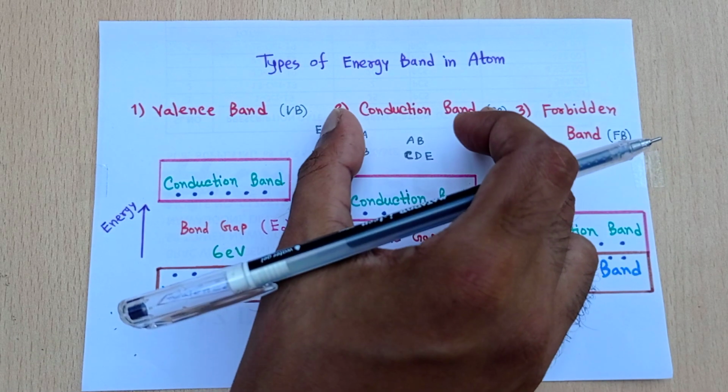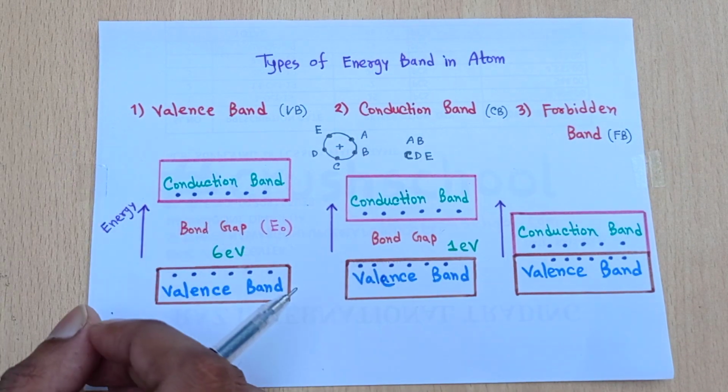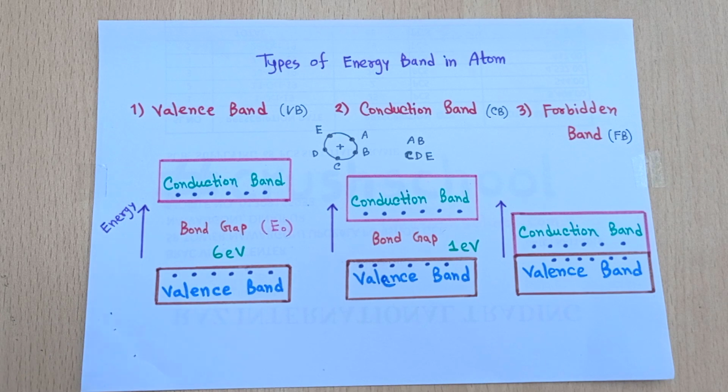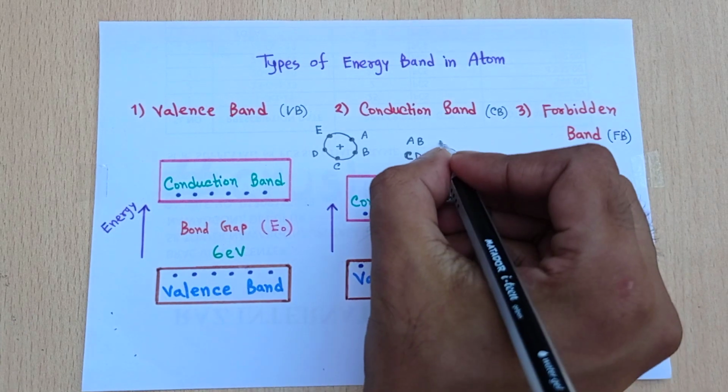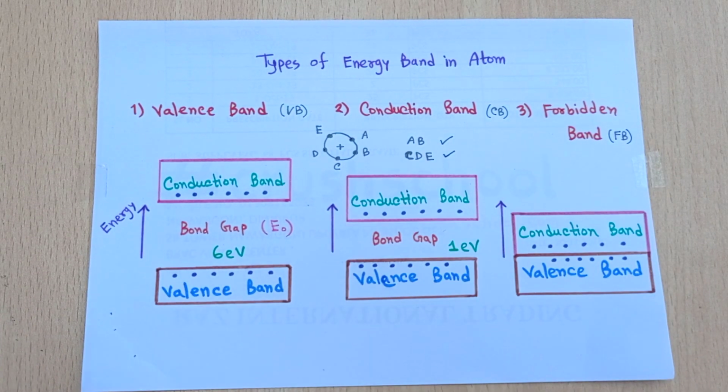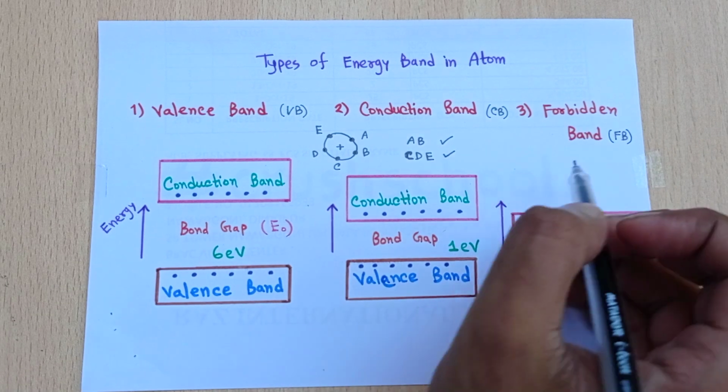But the conduction band is another, higher energy level band that gives the electron the way to go from one atom to another atom. So there are two levels, and between these two levels there is another energy band that is called the forbidden band.